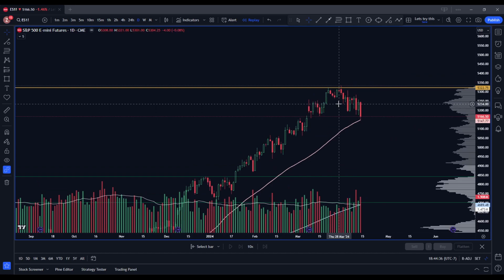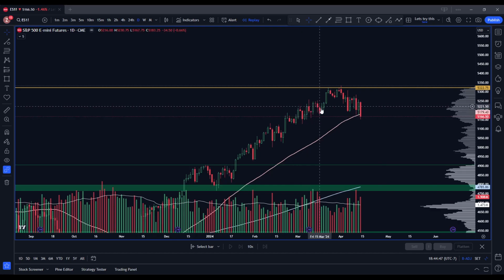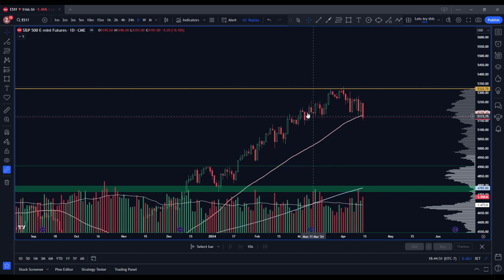That's because when the contract changes, the price of the future contract is different. And what TradingView offers here is this button. If you press it here, you notice that it adjusts the past price to jump up to the latest contract, and that's very helpful for plotting important levels. So that's something I'd recommend that you turn on if you're on the futures.